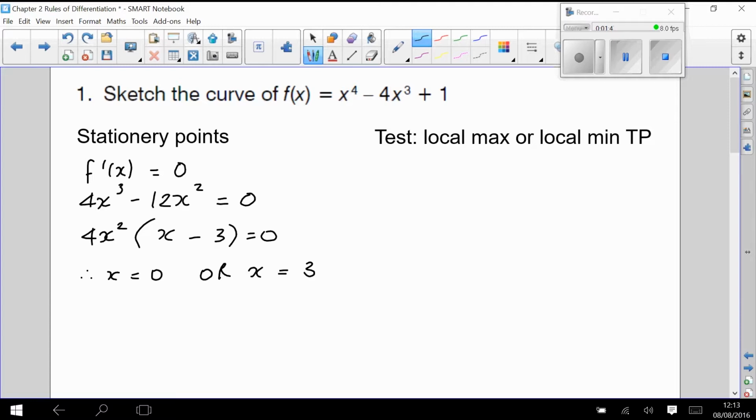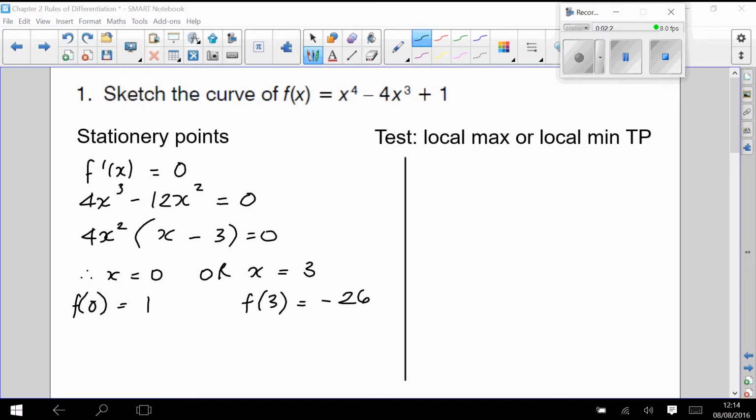If I substitute 0 into f of x, I find that f at 0 is equal to 1. This is actually going to be a y-intercept. If I substitute 3 into f of x, I find that f at 3, the y value when x is 3, gives me an answer of minus 26. Now I can see straight away that I have two possible stationary points. What I'm going to do next is check and see whether they are local maximum or local minimum stationary points.